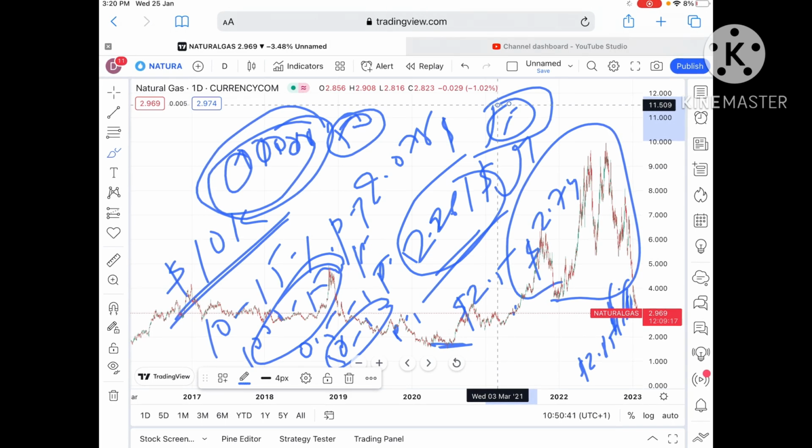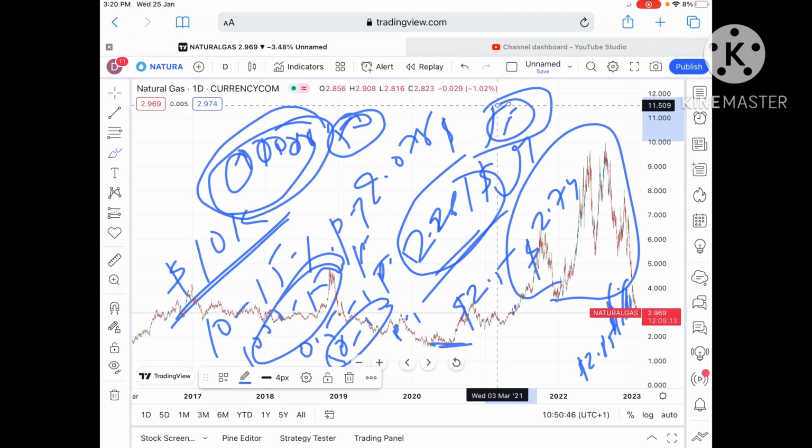So I teach how to overcome all these things: when to trade, when to strategize, when to hedge, and all these things. If you want to attend that workshop, mail me regarding that and we can work out the timings.